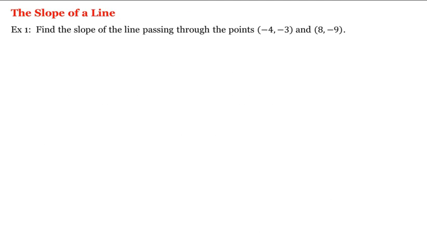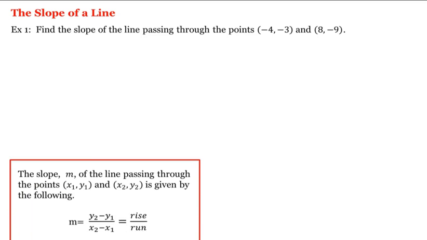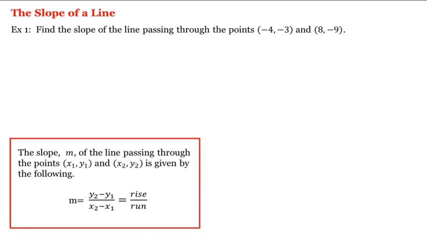Let's learn about the slope of a line. For example, let's find the slope of the line passing through these 2 points here. The slope of a line measures its steepness and can be computed by the following formula, that the slope m is the difference in the y-coordinates of the 2 points, which we call the rise, divided by the difference in the x-coordinates, which we call the run.